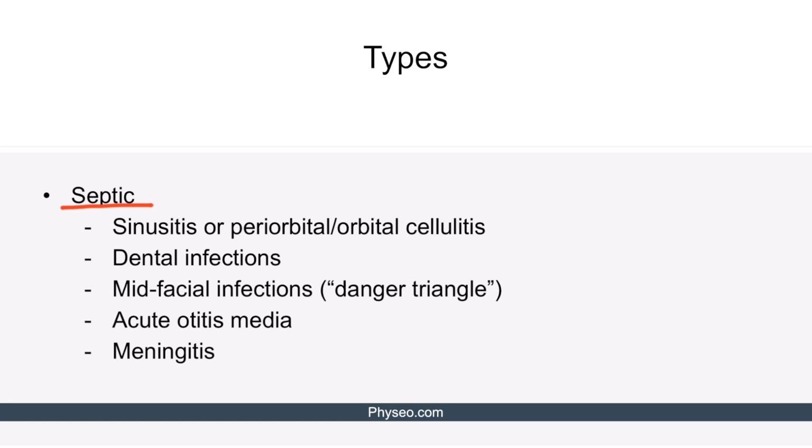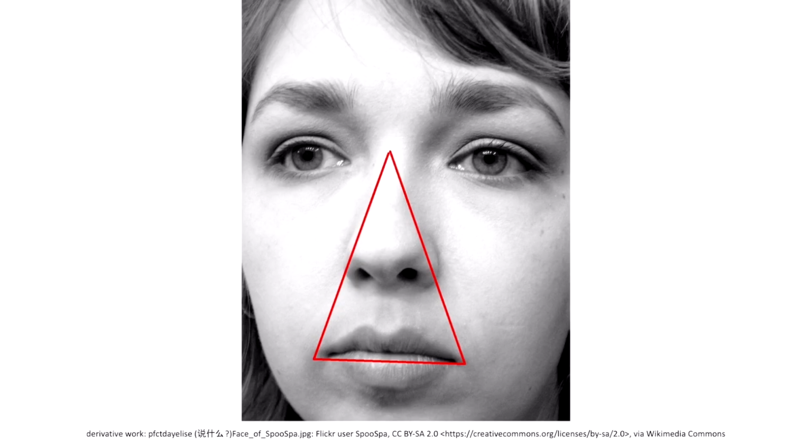Any infection in the mid-facial area is considered to be a risk factor for cerebral venous thrombosis because this area is partially drained by the dural venous sinuses. This is why the mid-facial area is sometimes referred to as danger triangle. Infection can spread to the dural sinuses from acute otitis media or meningitis as well. Here's the visual representation of the danger triangle. Infections in this area can spread to the dural venous sinuses and cause thrombosis.